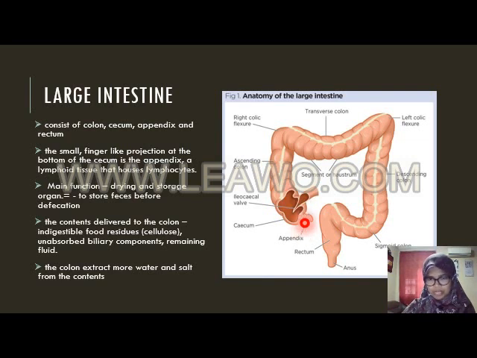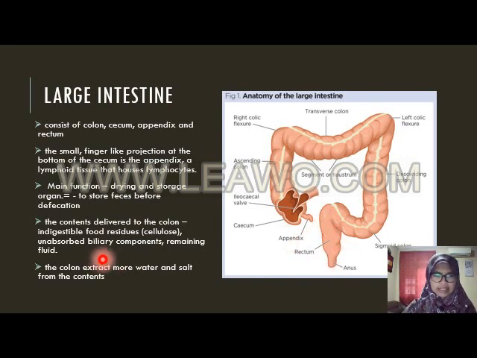The appendix is a finger-like projection at the beginning of the colon, and its function is basically like a lymph vessel, where bacteria or viruses can reside. The small finger-like projection at the bottom of the cecum is the appendix, a lymphoid tissue that houses lymphocytes. The main function of the colon is drying, meaning further absorption of water, and also storage, because the feces will be stored in the rectum prior to defecation.